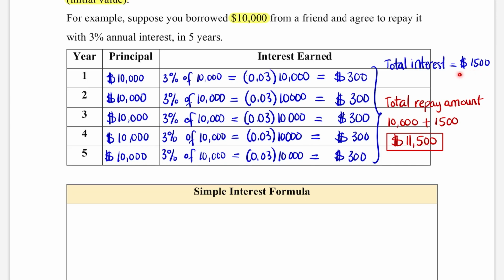To find the total interest that I have to pay in 5 years, instead of finding the interest each year in the 5 years and then adding them up, I can just take 300 multiplied by 5. So if I take 300 times 5, I get 1500. So instead of doing this each individual year, I can just take 0.03 times 10,000 times 5, I get 1500. And that is my simple interest formula.